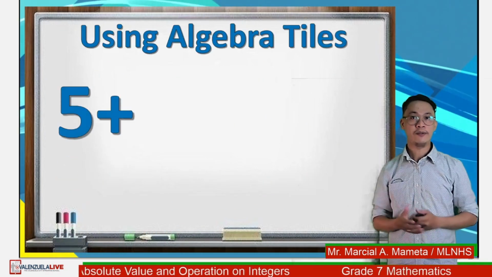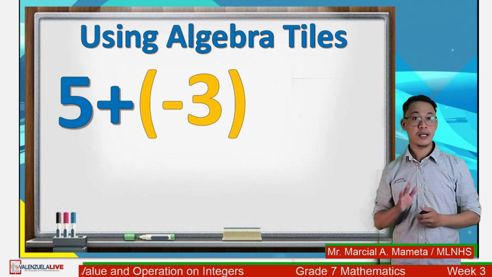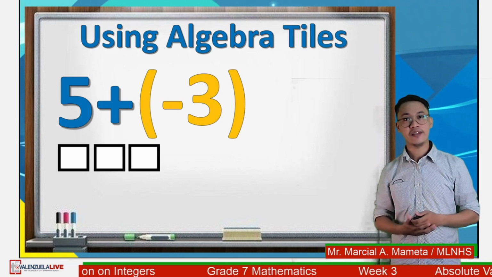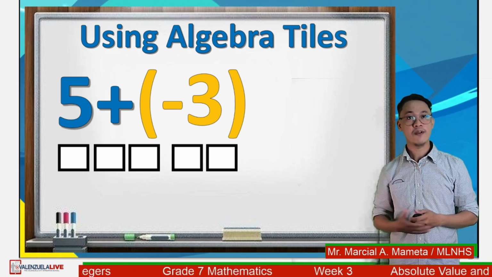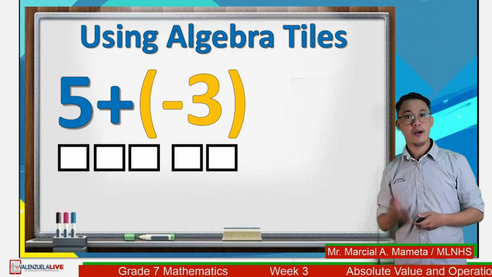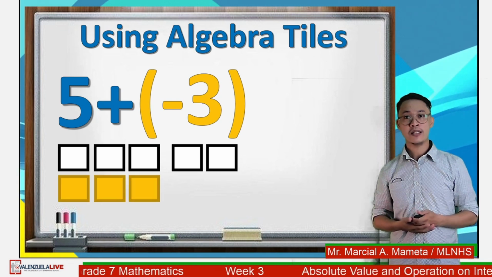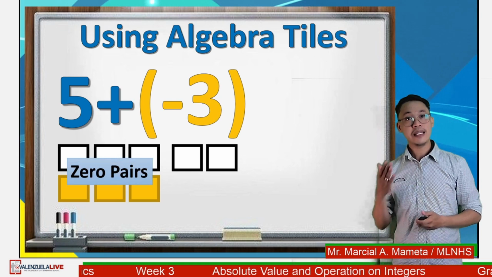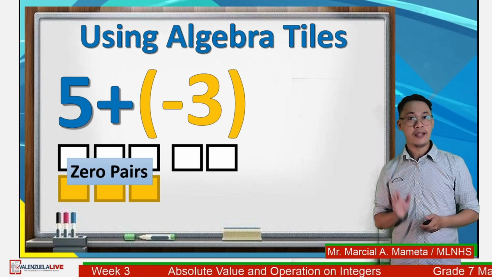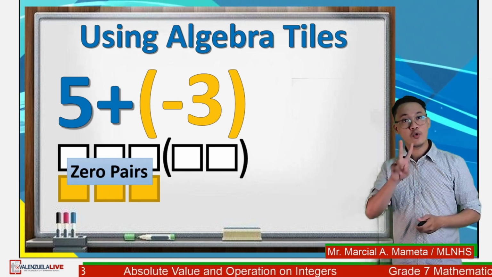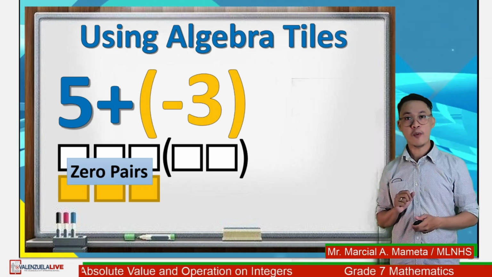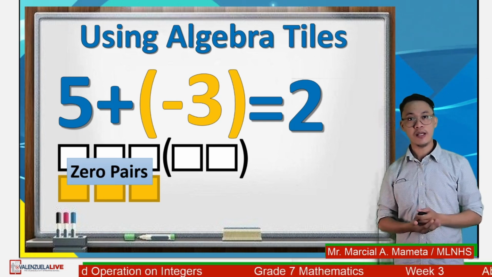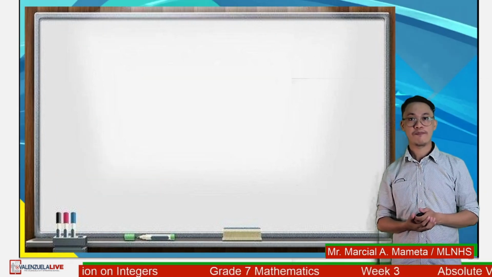How about this one? 5 plus negative 3. 5 white tiles represent positive 5, and add 3 yellow tiles represent negative 3. So in this case, we have the 0 pairs. And how many remain? 2 white tiles. So therefore, the answer is equal to 2. 5 plus negative 3 is equal to 2.